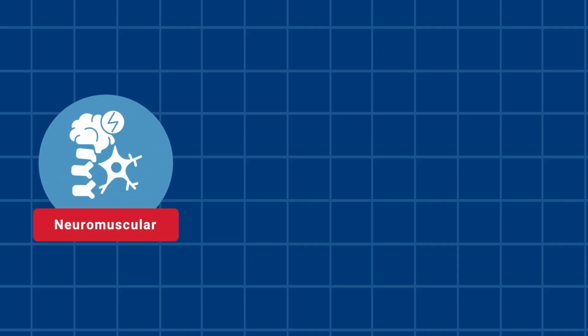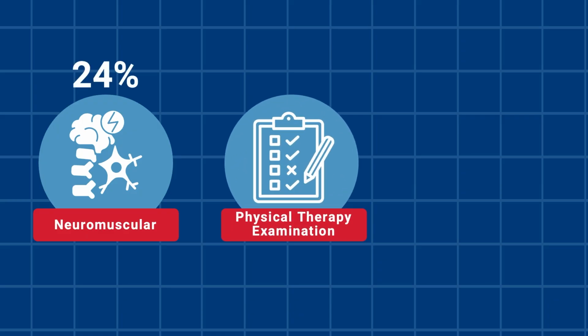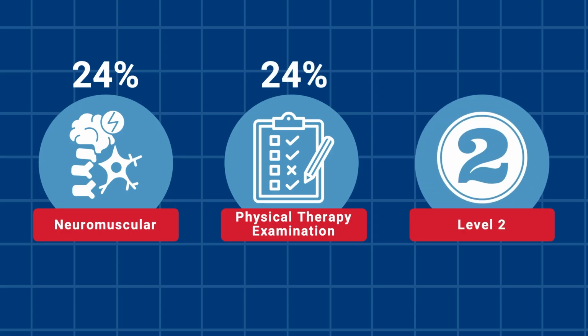This question is a neuromuscular and nervous systems question which represents approximately 24% of all exam items. This question is a physical therapy examination question which represents approximately 24% of all exam items. This question is a Level 2 question since the question requires students to integrate numerous pieces of information or to apply knowledge in a given clinical scenario.